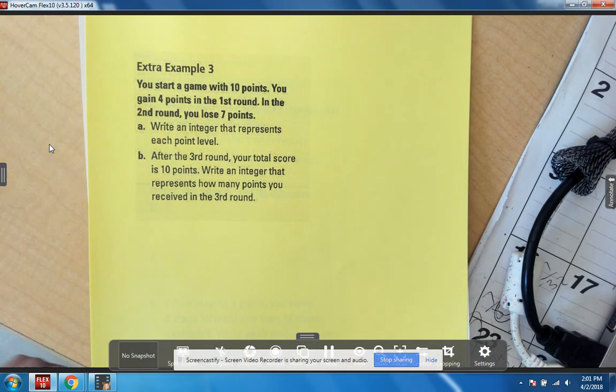So this one's a game. You start a game with 10 points. You gain 4 points in the first round. In the second round, you lose 7 points. The first thing they want you to do, like we just did before, is write an integer that represents each point level. And then after the third round, your total score is 10 points. Write an integer that represents how many points you received in the third round.